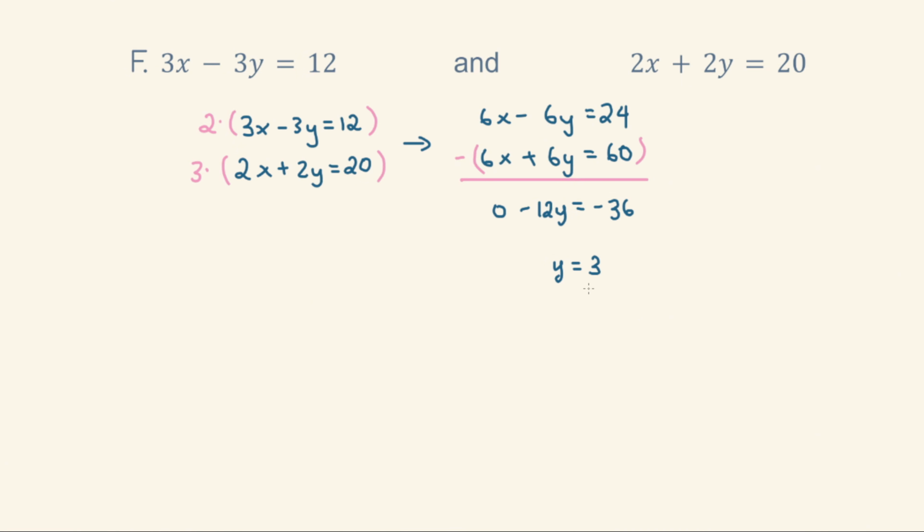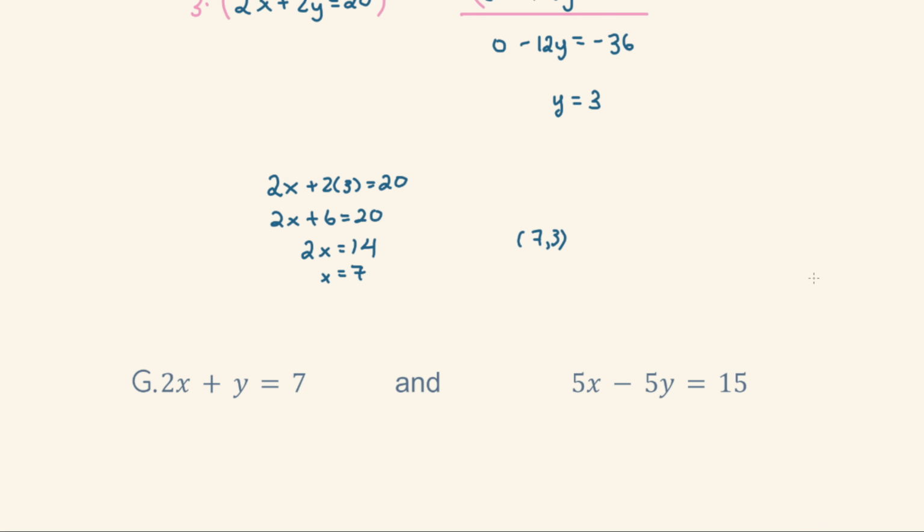Okay, now to find out what x is, I'm going to take this, y equals 3, I'm going to plug it back into one of my equations. Let's use the second one here. So we're going to have 2x plus 2 times 3 is equal to 20, or 2x plus 6 is equal to 20. So we minus both sides by 6, we get 2x is equal to 14, so x is equal to 7. So your final answer then is 7, 3.